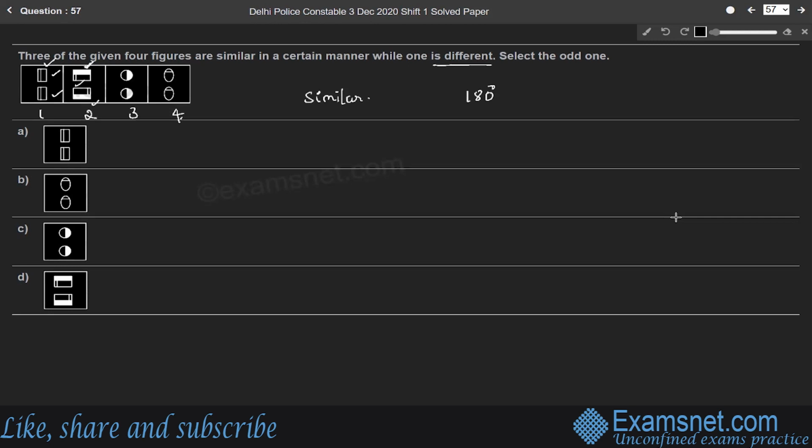Look at the third figure where top and bottom shapes are similar. Whereas fourth figure where top and bottom shapes are similar. Only second figure which is odd one, right? So look at the option. So in which option the second figure is present? In the option D, right? So option D is the odd one.